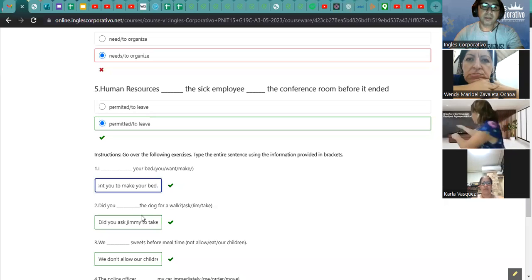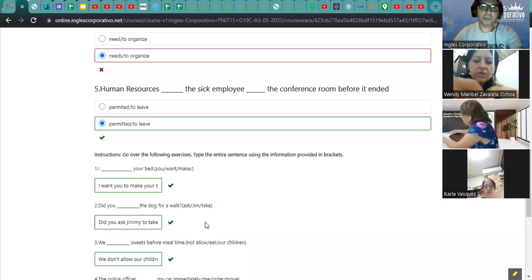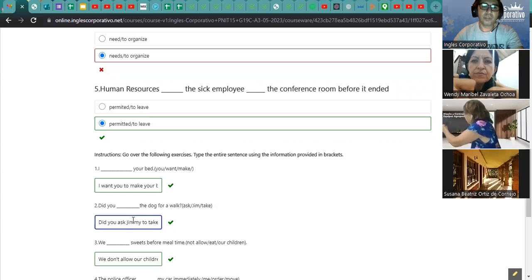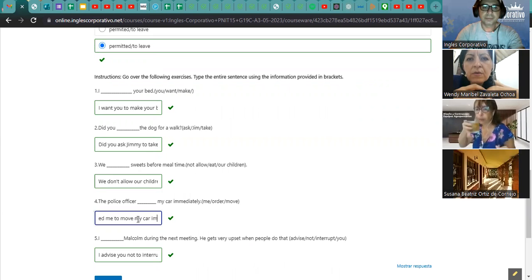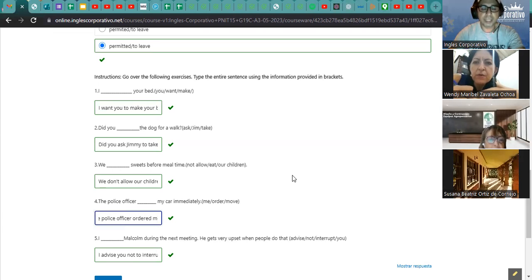And on the other one, try that. That is very important. And on all the exercises, you need to put the period. And this one is a question mark because it's a question, right? For the rest, if you don't put the period, it's not going to be correct. So you can see there that the period is very, very important. And sometimes also, for example, in number four, the verb is going to be in past. The police officer ordered. So those things are very important.